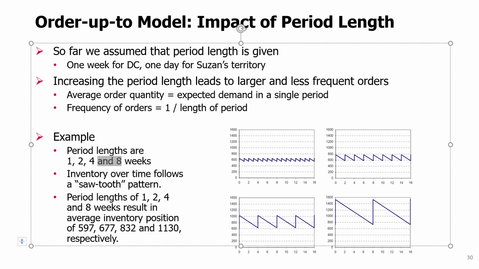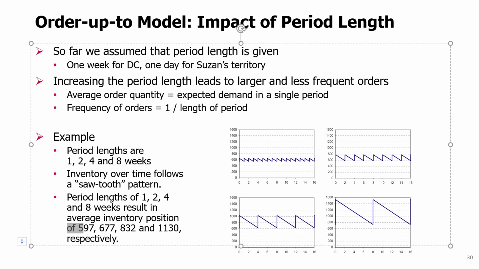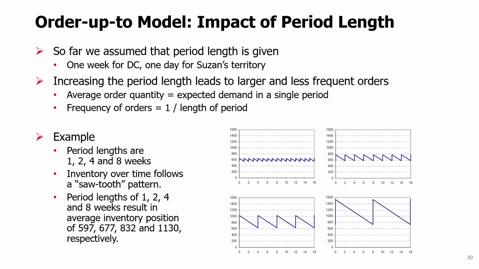The 4 sawtooth patterns that will be obtained. All 4 were evaluated using the order up to model, just changing this period length. The resulting patterns are shown here, and the average inventory position on all 4 are shown here as numbers.